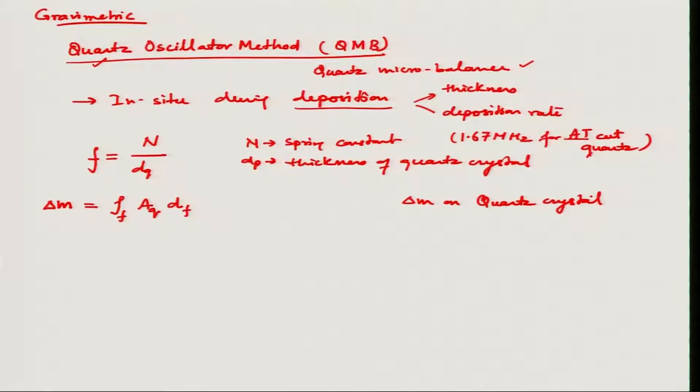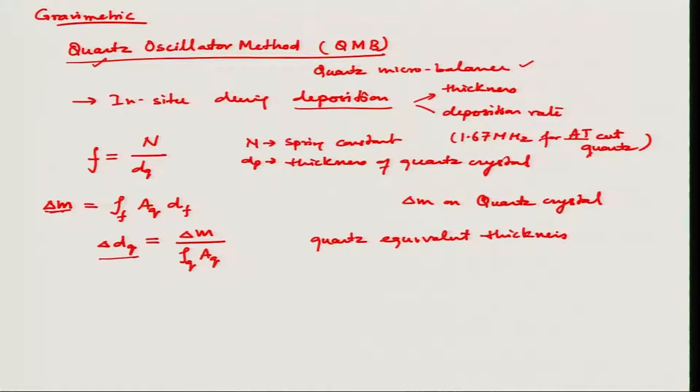Now, how does this change the thickness of the quartz? You can use that this delta mass will change the quartz thickness by a certain amount. So, the change in quartz thickness is delta M divided by the density of quartz and the area of quartz. So, you are asking how much the change in quartz thickness would be if the material being deposited was quartz. This is the quartz equivalent thickness. How much change in the quartz crystal thickness if the delta M mass being deposited was quartz; this is not quartz, this is a thin film.